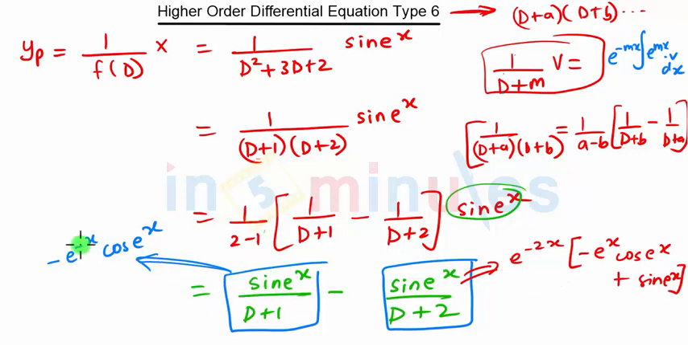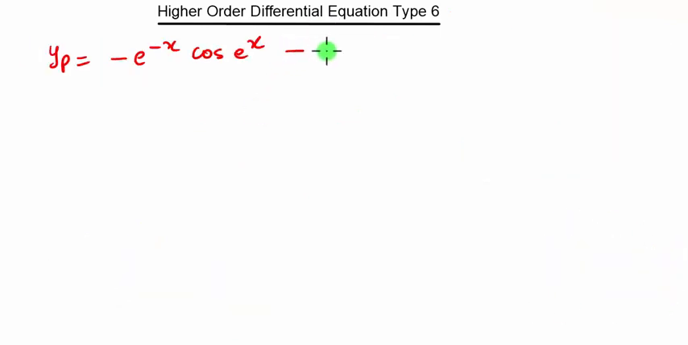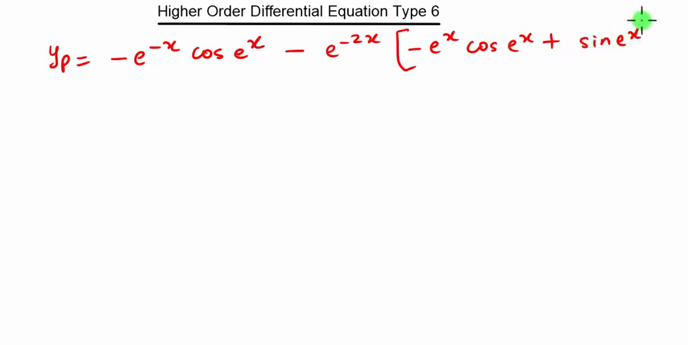So the solution for this part is this, and the solution for this part is this. When we substitute these two things here, we will get yp. So yp will be the addition of both the terms, which is minus e^(-x) cos e^x. Then we have minus of this term. So minus e^(-2x). Inside the bracket we have minus e^x cos of e^x plus sin of e^x. After this I am going to multiply this minus e^(-2x) inside the bracket.